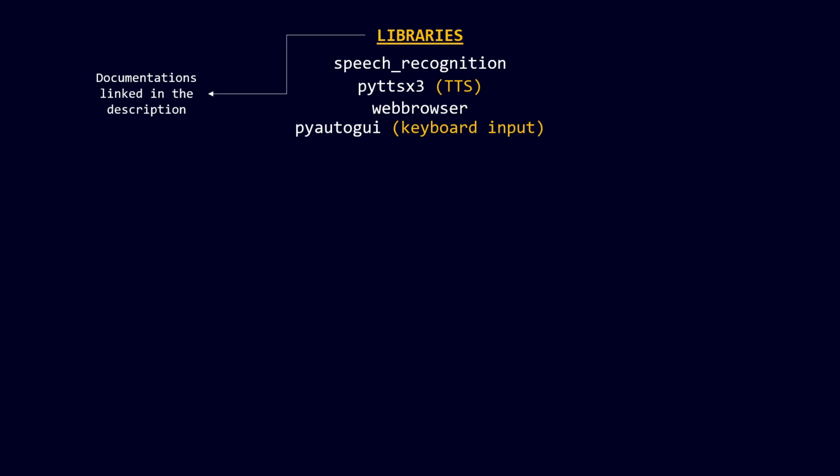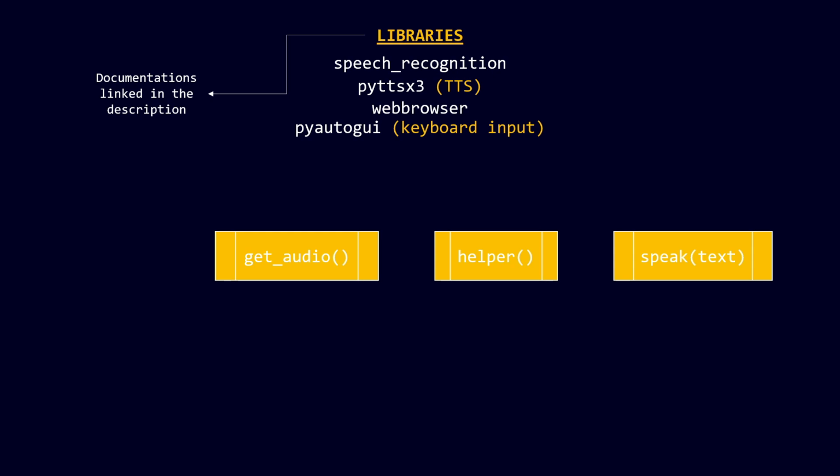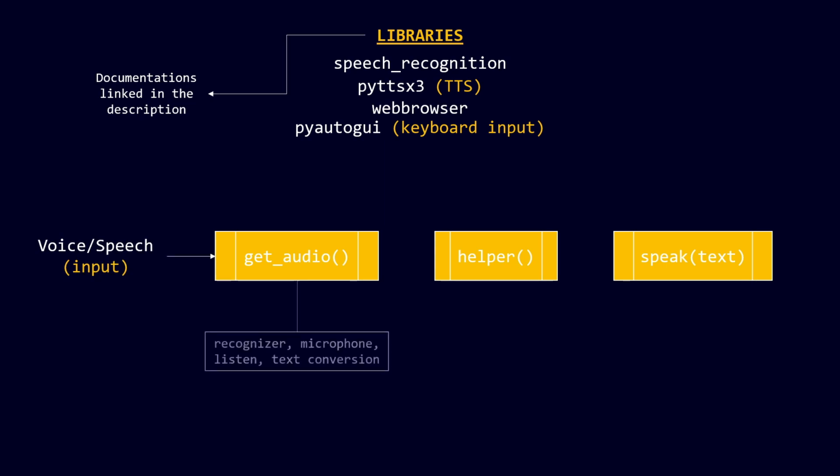Then we're going to define three functions: get audio, helper, and speak. Our voice or speech will serve as the input to the computer, and we're going to use that input through our get audio function, creating a recognizer object, using our microphone as the source through the speech recognition module, and use the listen function from the recognizer object so that we can convert that audio into text or a string.